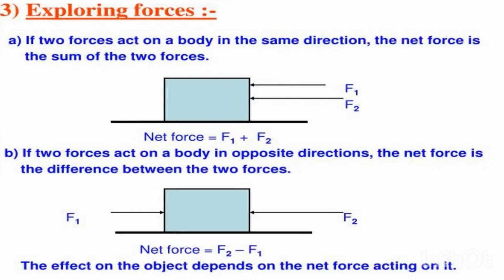What happens when two forces are acting on a body? If the forces are in the same direction, the net force will be the total of the two forces. But if the forces are acting in opposite direction, the net force will be the subtraction of the two.